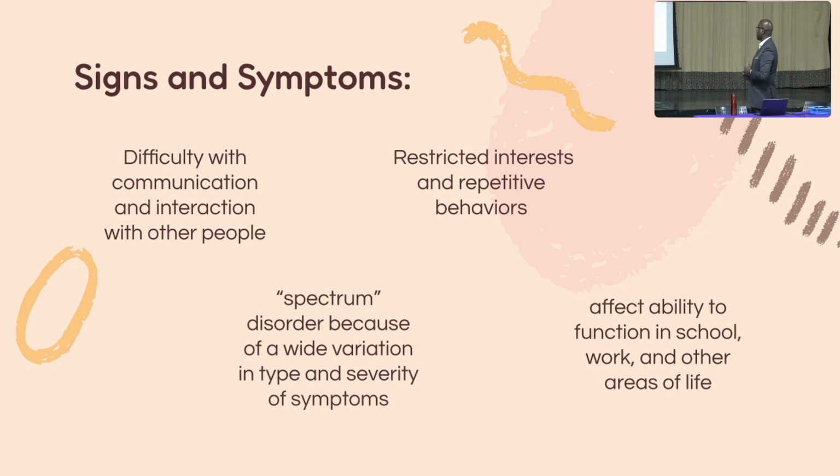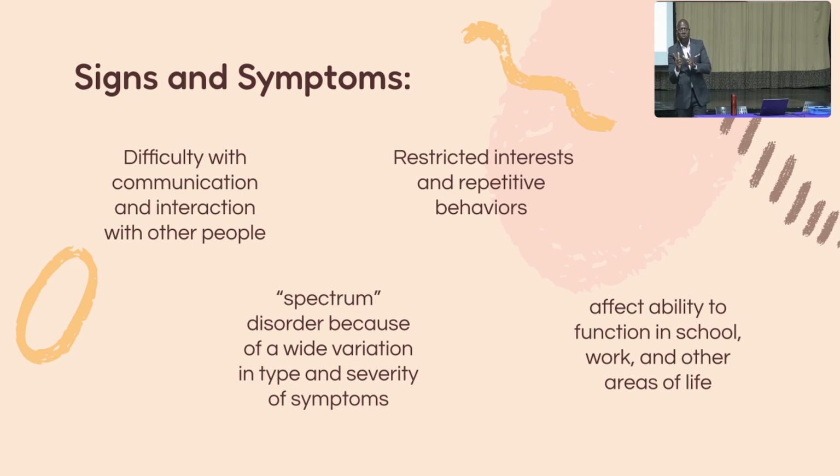Spectrum, because it's a wide variety. You have autism on one end, which is the more severe end, and then you have Asperger's. Asperger's is a higher functioning form of autism. You have Rett syndrome, which is more prevalent with girls, Fragile X, PDD-NOS, pervasive developmental disorder, not otherwise specified. That's more of the generic label of autism.